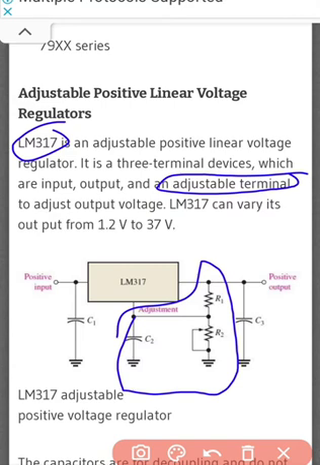In the previous one there is ground, but here it is the adjustable terminal consisting of two resistors in a shunted arrangement, and there is a capacitor attached in series formation. So here LM317 can vary its output from 1.2 volt to 37 volt.